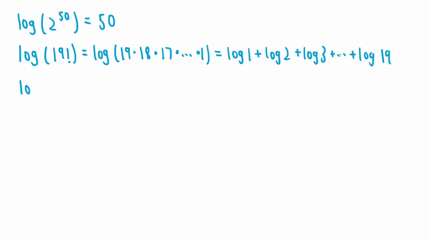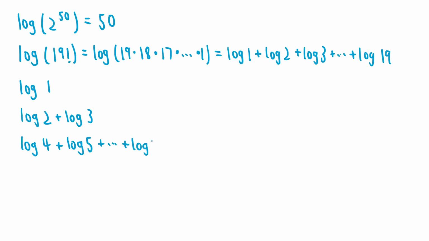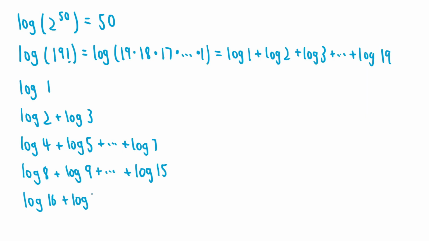We can group them up like log of 1, then log of 2 plus log of 3, then log of 4 plus log of 5, and so on until plus log of 7, then log of 8 plus log of 9, and so on until log of 15, and in the final group we have log of 16 plus log of 17 until plus log of 19. So what I've done is I've grouped up all the log terms in the sum in this particular way, where each term is assigned a certain group.